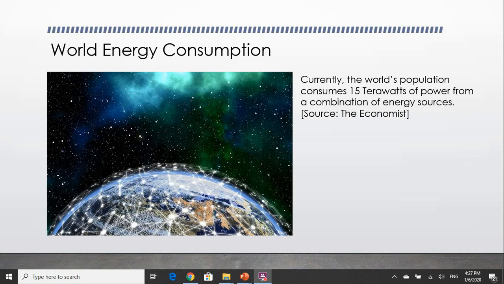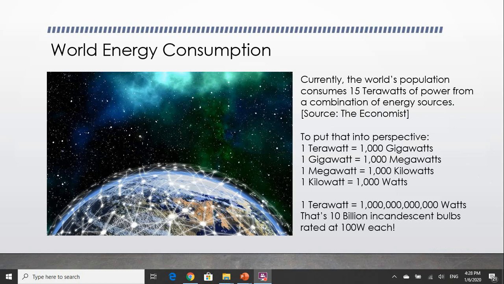The world currently consumes around 15 terawatts of power. So that's around 15 followed by 12 zeros. To put it into perspective, 1 terawatt would be equivalent to 10 billion incandescent bulbs rated at 100 watts each.